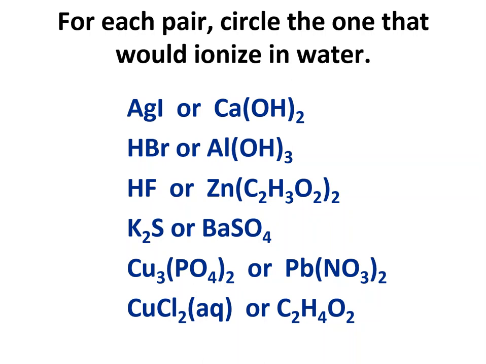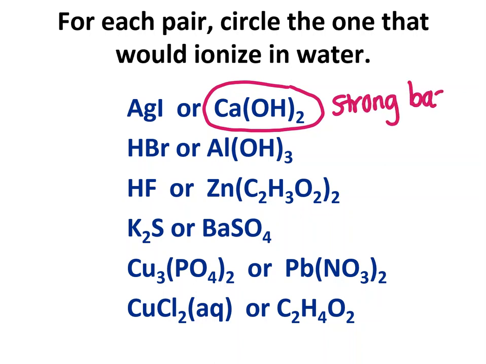Okay, I'm going to go through these. On the first one, I know that the one that's ionized in water is this one, the calcium hydroxide. And the way that I know is that calcium hydroxide is one of our strong bases. On the next one, I know that HBr, hydrobromic acid, is on our list of strong acids.